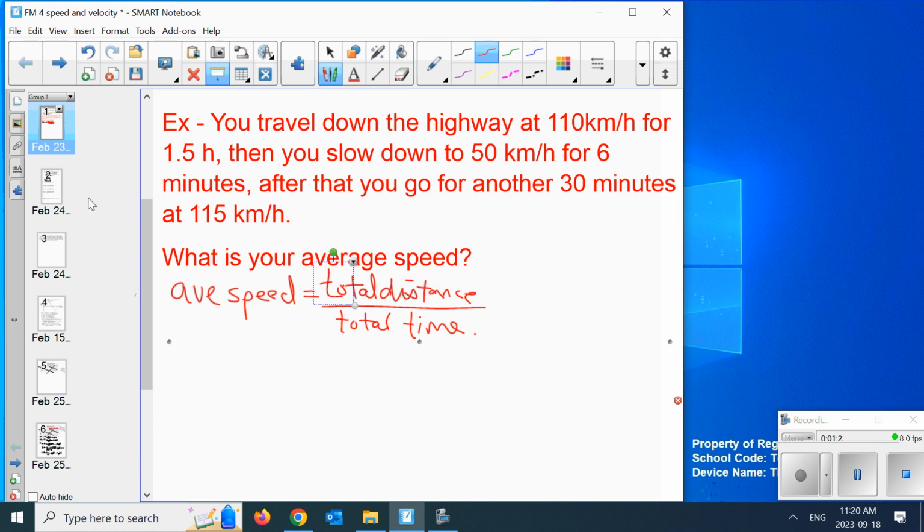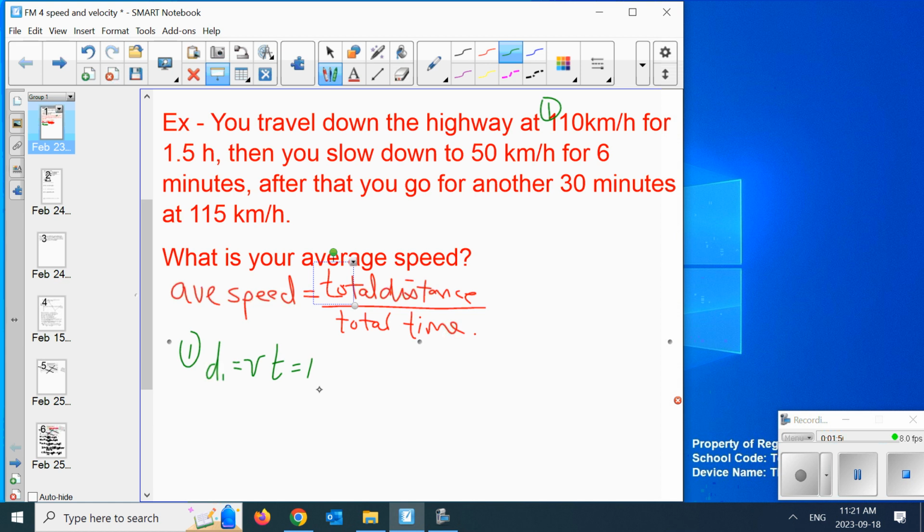This is where we messed it up. The first portion of the trip, I'm going 110. How do we figure out the distance traveled at that constant speed? I'm going to call this d1. What's the formula? v equals d over t, so d equals v times t. I can only write it down this one time, and then the other times we'll just insert our numbers.